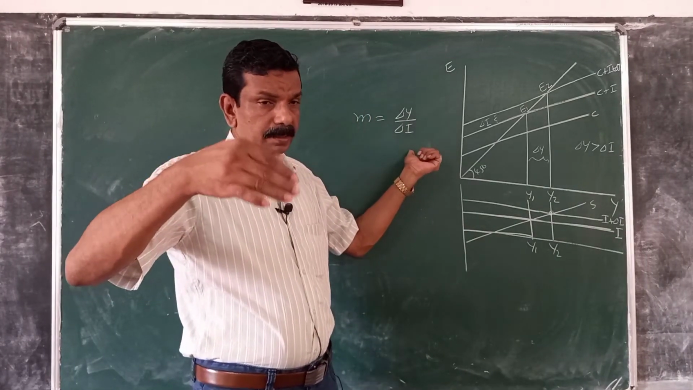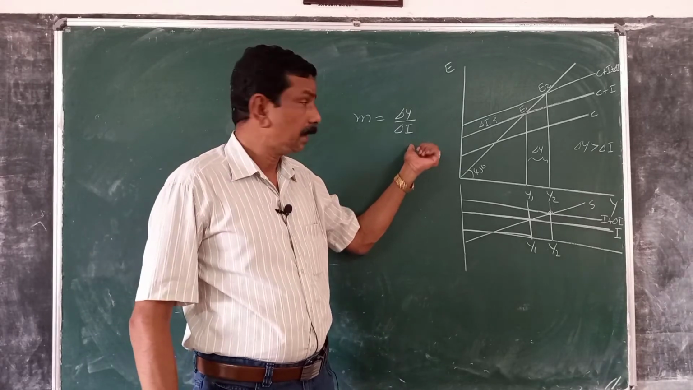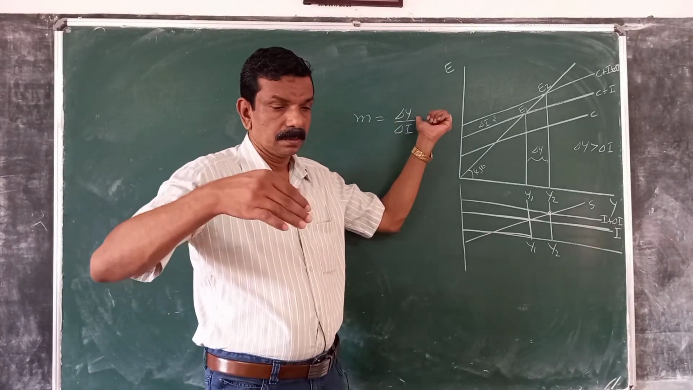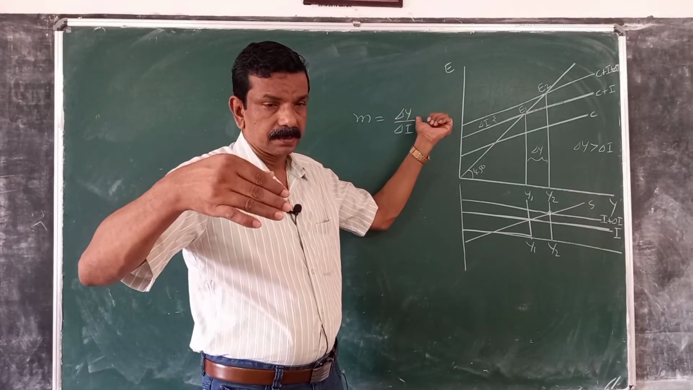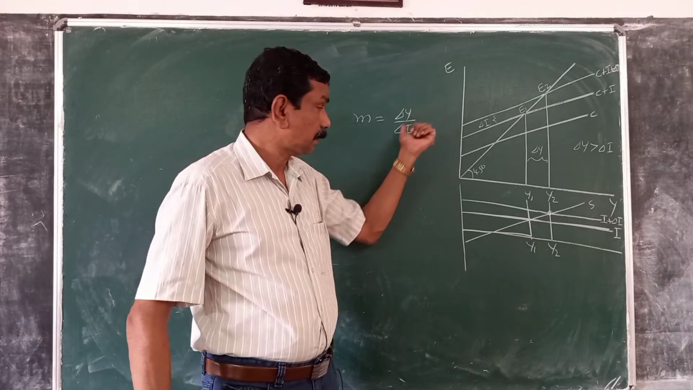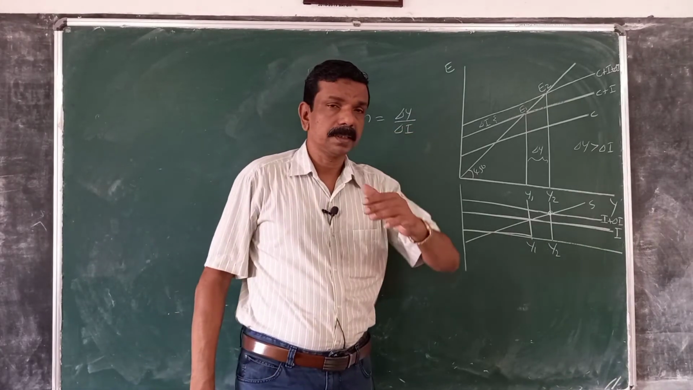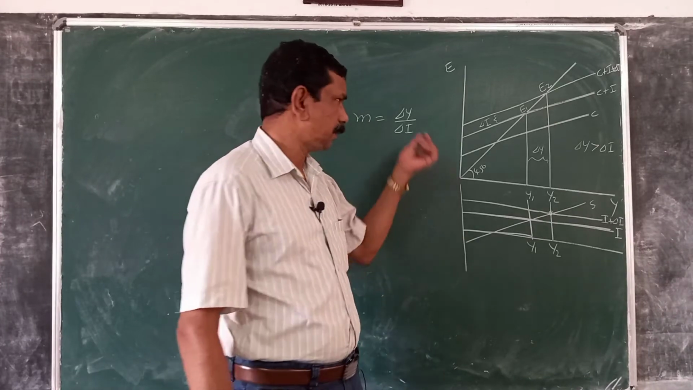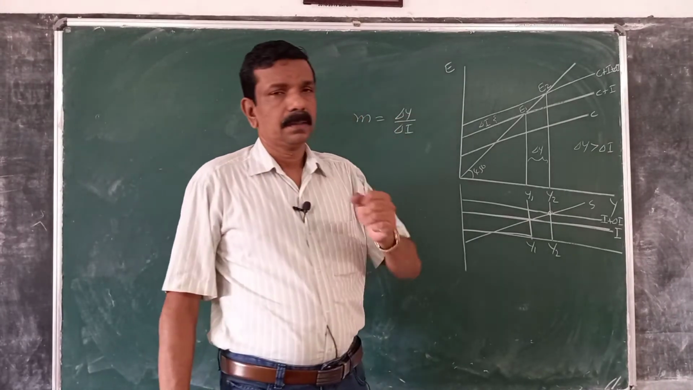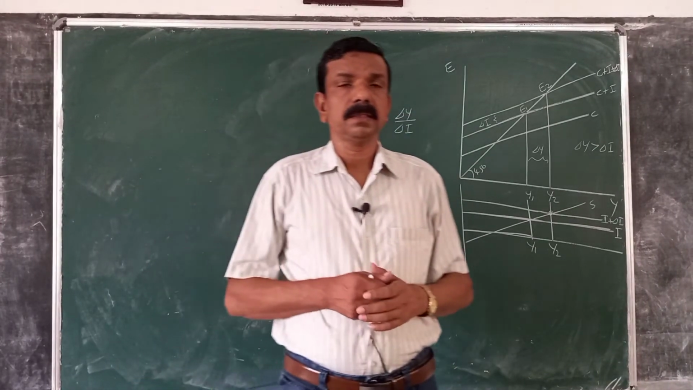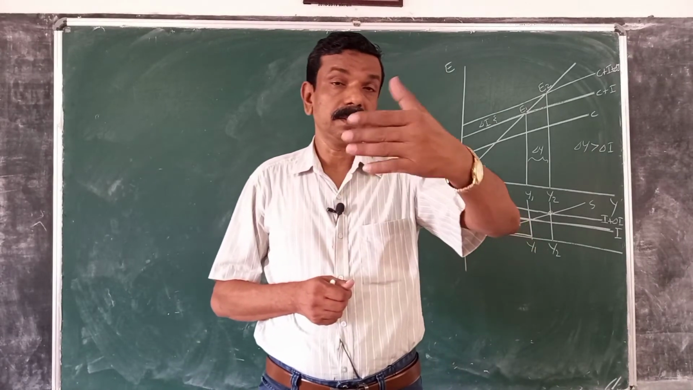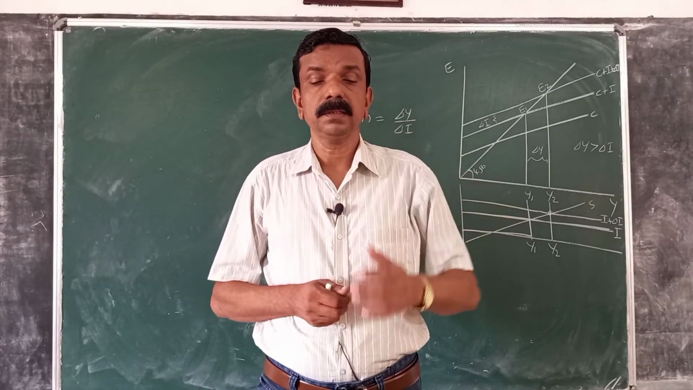The multiplier is the amount by which equilibrium output changes when autonomous aggregate demand changes by 1 unit, or it is simply the ratio of change in income to change in investment, the final change in income to the initial change in investment.